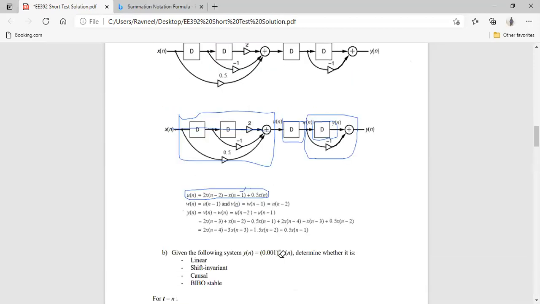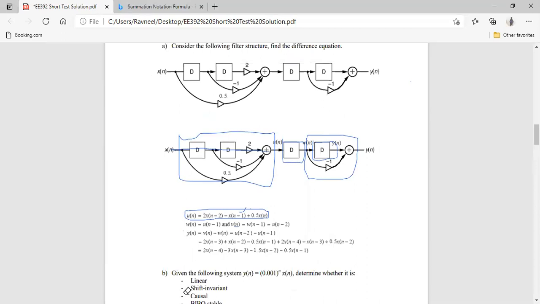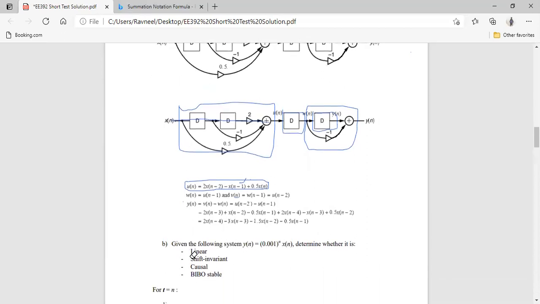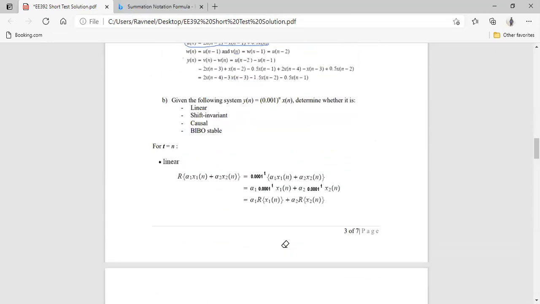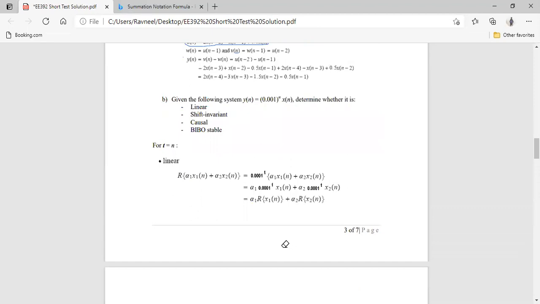Then the next part, that is whether the system is causal or not. Just by observing, we can see that the system is causal, right? Because the output is not dependent on the future inputs. It's just dependent on the present. Sorry, based on this formula, it is just dependent on the present input.